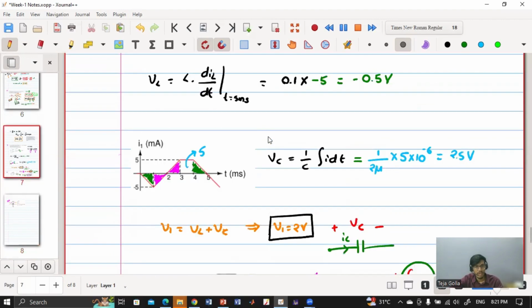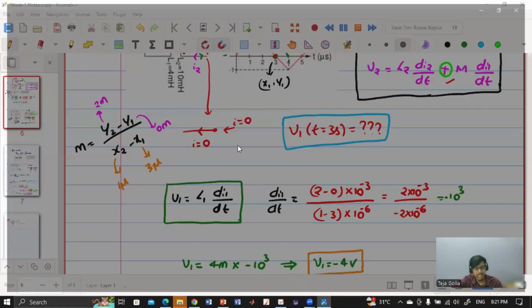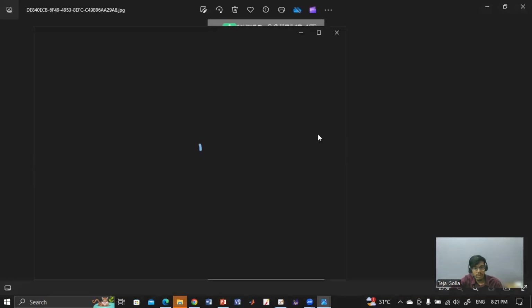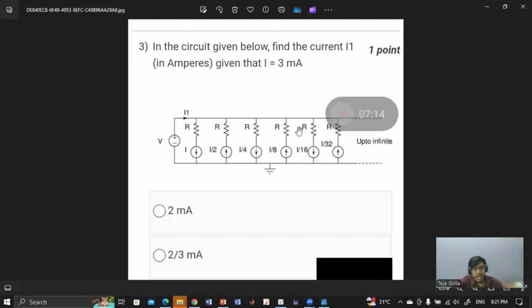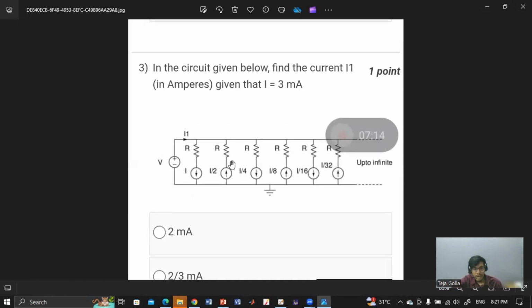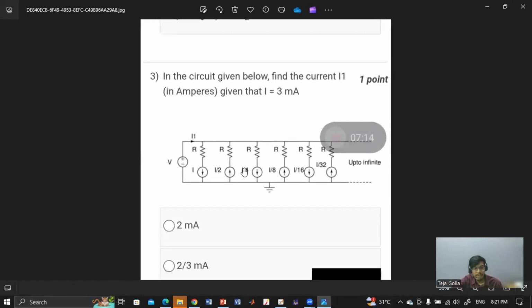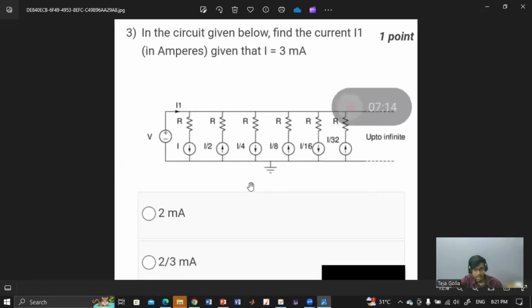Okay, then someone has asked some query in the chat box, but again today we are running late. But I'll just see how to solve, not solve fully. They're asking, in the circuit, find the current I1 in amperes. So it is basically an infinite series. So you have to see how the current is coming.